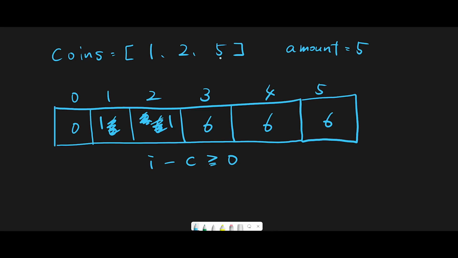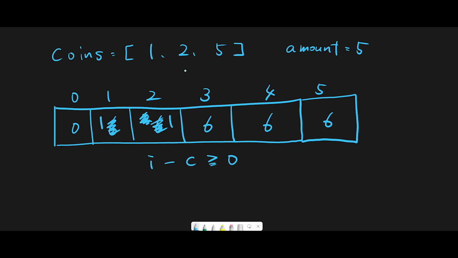And then move next, coin 5. We cannot create amount 2 with coin 5, right? So that's why we skip. We can skip with this formula: 2 minus 5 is minus 3, right? So we don't meet this condition, and we can skip. And then we finish amount 2. It turns out we need only 1 coin, coin 2, to make up amount 2. And then move next. So we try to create amount 3.